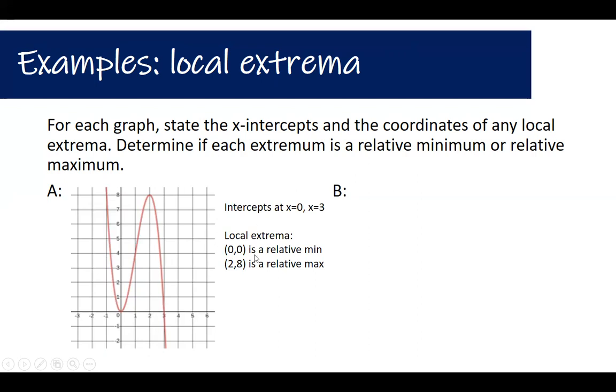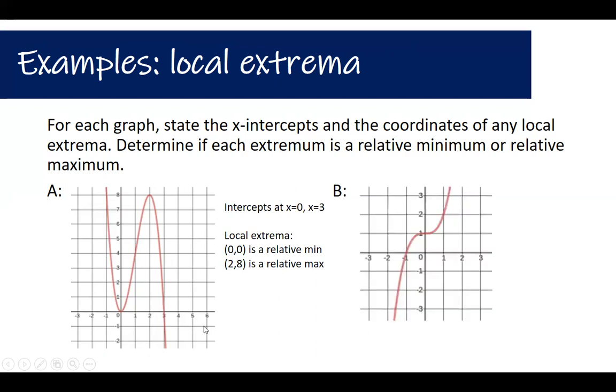So here are our answers. Now take a minute and try B for yourself. Again, remember, you can pause, take a moment, and then resume.